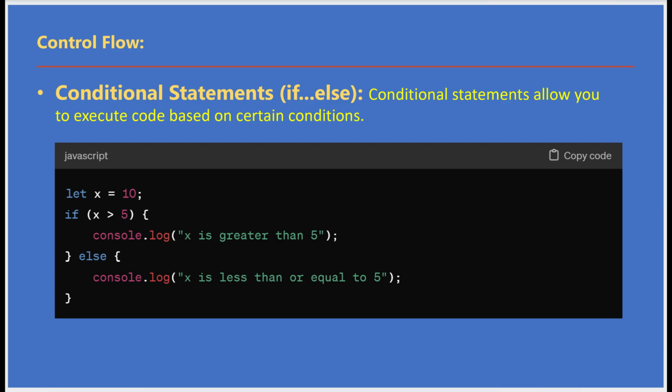These are if-else statements. They allow code to execute based on whether a certain condition is met. For example, consider a variable x set to 10. An if-else statement can be used to check if x is greater than 5. If true, a message is logged to the console. If not, a different message is logged.